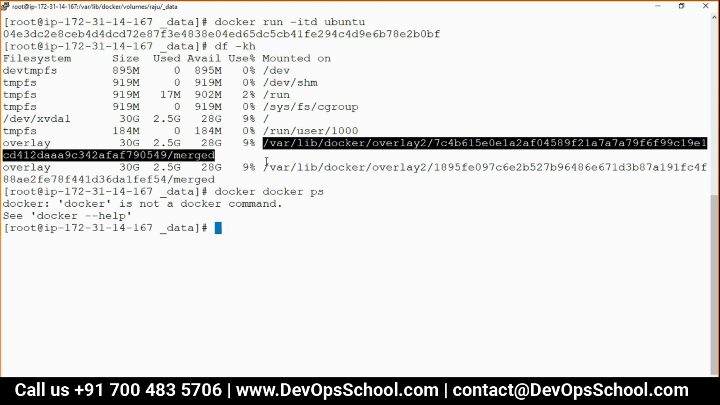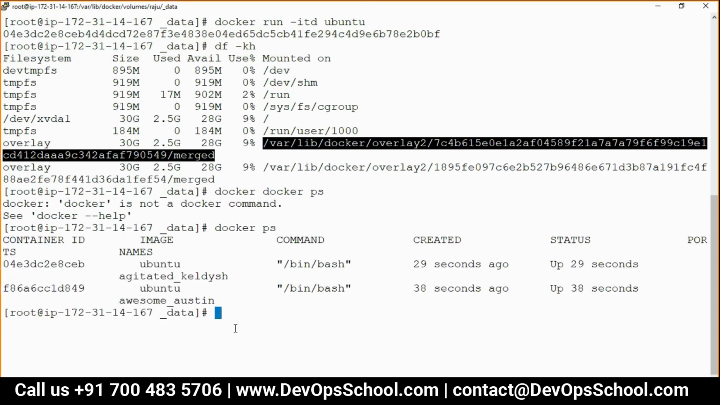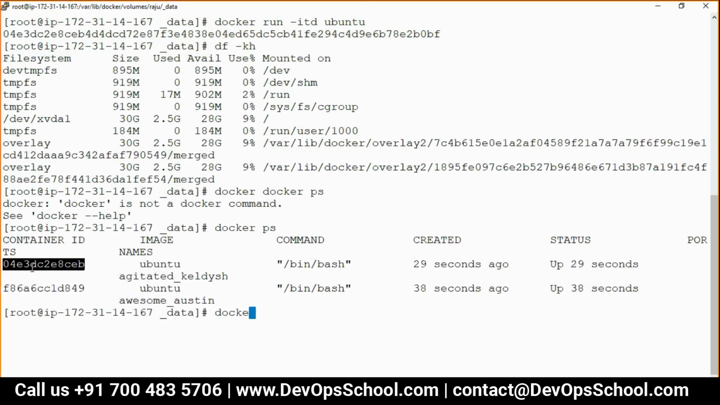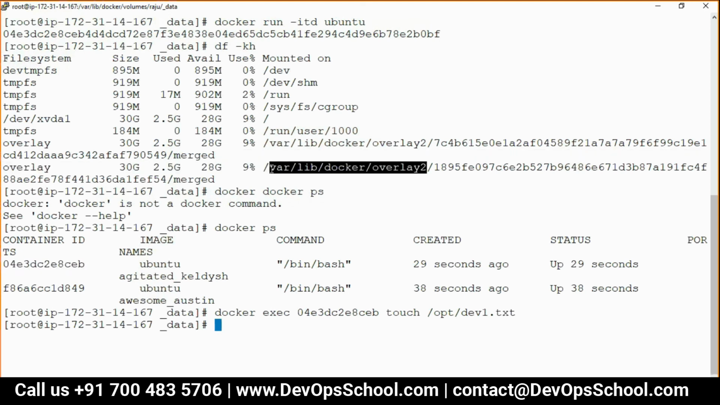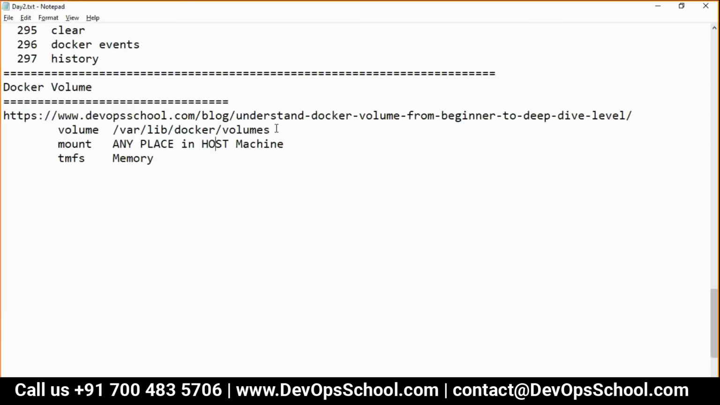Docker ps. See, I'm writing some file inside this container. Exec touch opt dev1.txt. Okay, I write it. Now I'll go back, because I need to go to this location, right? See, look at the location, overlay2. I was showing you the volume location. I specified here also.